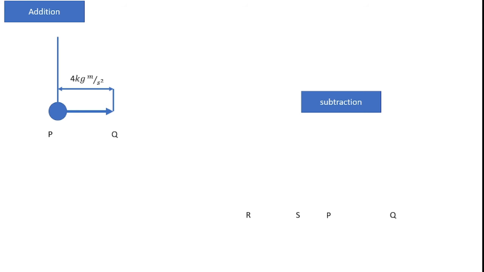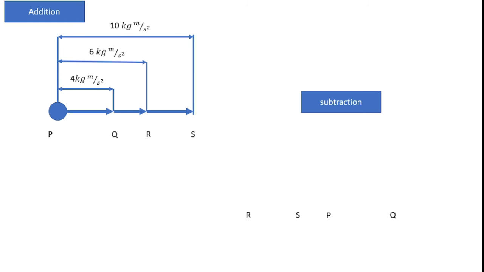How can we add or subtract forces? If I consider the force P to Q, with a direction in between, the magnitude is 4 kilogram meters per second square. How can we add another force to this? I consider R extending from its end, which has 6 kilogram meters per second square. How can we add those forces? The force from P to S totals 10 kilogram meters per second square, which is the addition of forces in a force system.